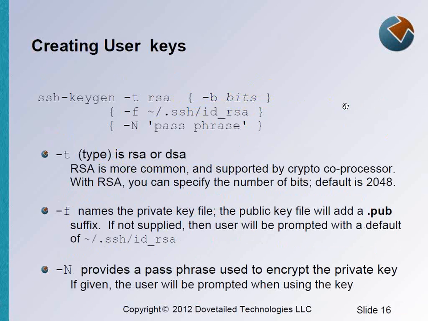So creating a user key, I'm going to show a demo of this, so I'm not going to really go into this. It's basically the same thing. You don't necessarily have to type the file name. It'll give you a default of this, and it'll prompt you for a passphrase if you want. You can either use a passphrase or not. Now, if I set a passphrase, it'll encrypt the private key file, and then on the client, when I want to use it, I'll be prompted for a passphrase to open the private key file.